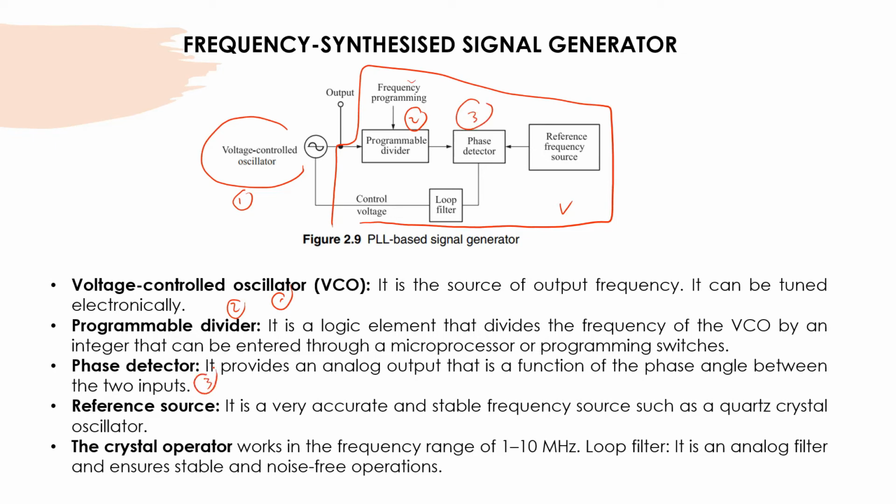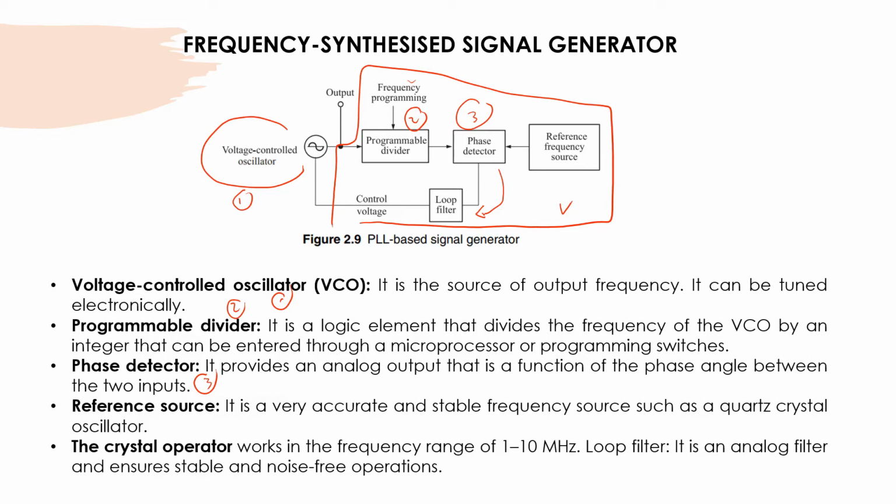So it provides an analog output, which is a function of the phase angle between the two inputs. It detects the phase, and then it is controlled and looped back to the voltage control oscillator to determine whether the phase is right or wrong. So it gives feedback to the voltage control oscillator.